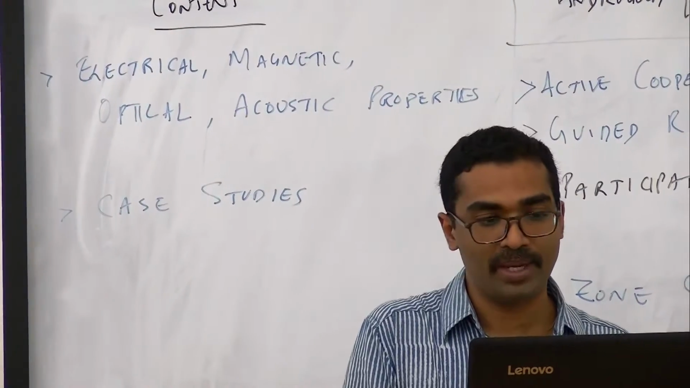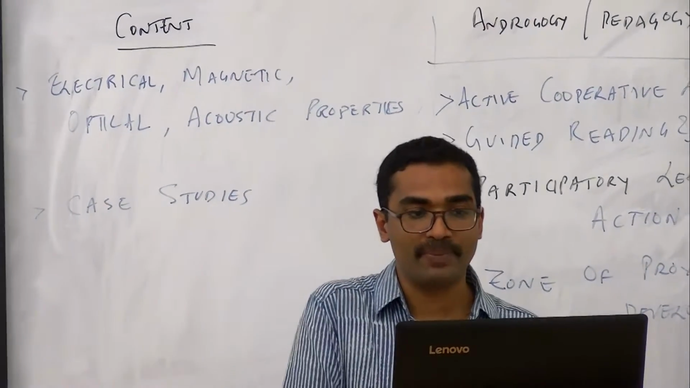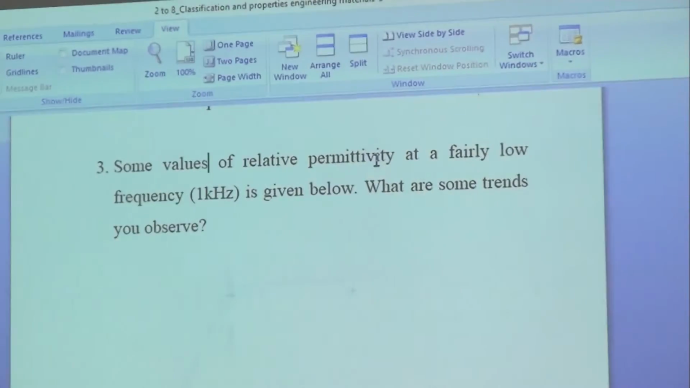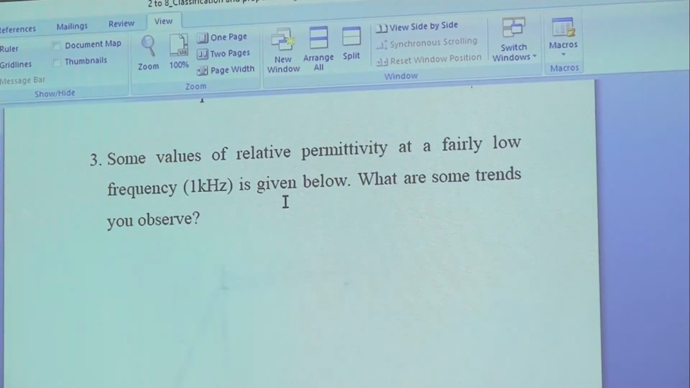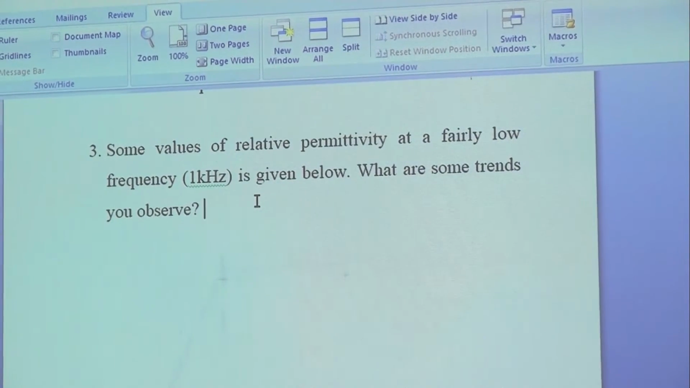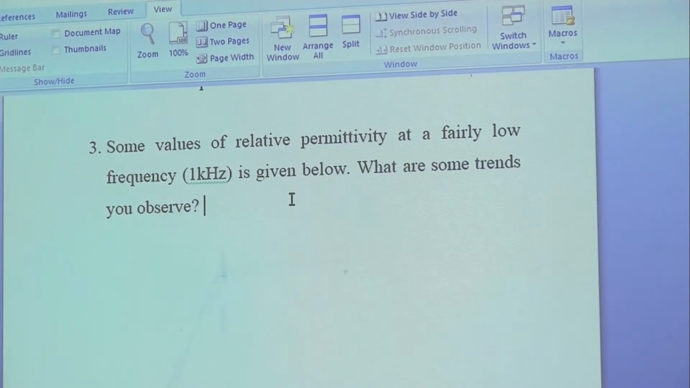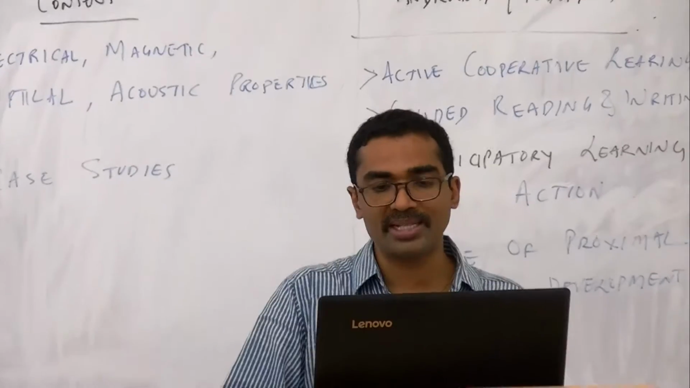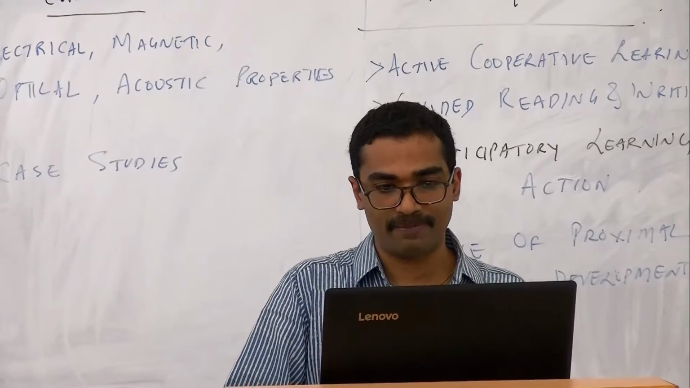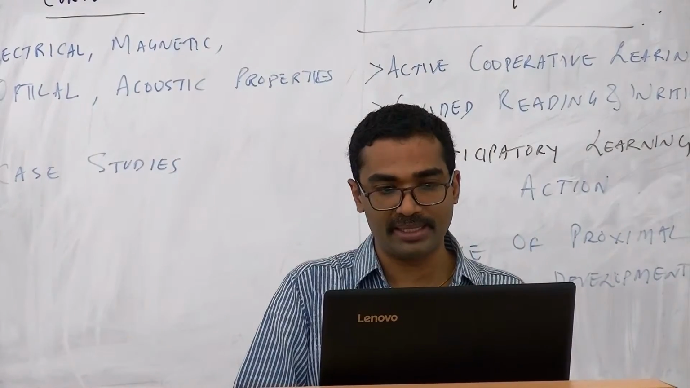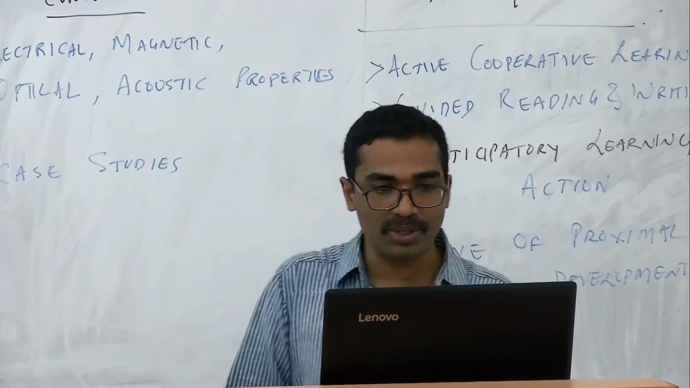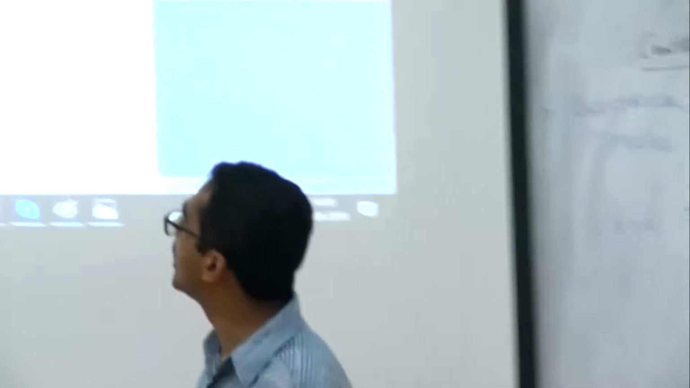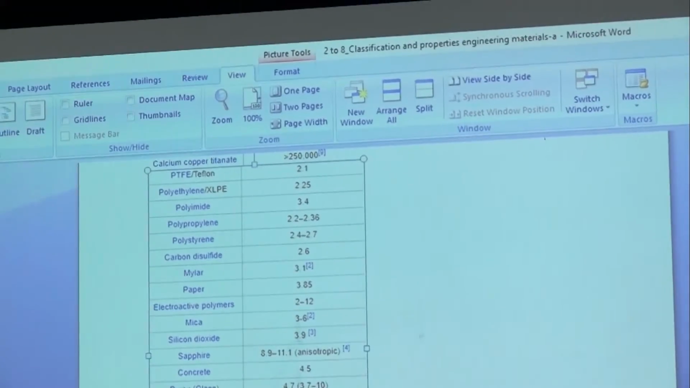Very good question. So next is some values of relative permittivity at a fairly low frequency. That means, and this is also at 1 kilohertz, the value you get is almost the same as the static values. So I am giving you the relative permittivity. Permittivity, remember, is this one, epsilon r. So I am giving you the relative permittivity for a few materials. And this is very close to the static values. What are some trends that you observe? So I have a bunch of materials here, and I am showing you the relative permittivity. What are the trends you will observe?